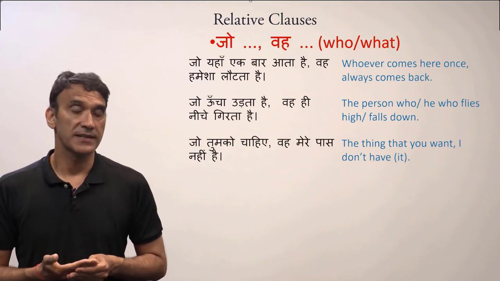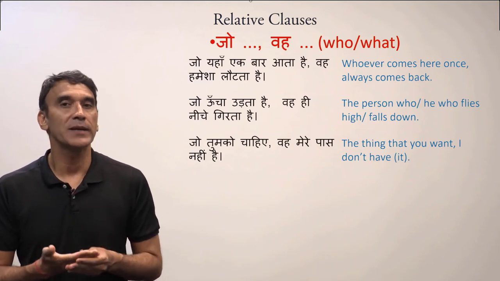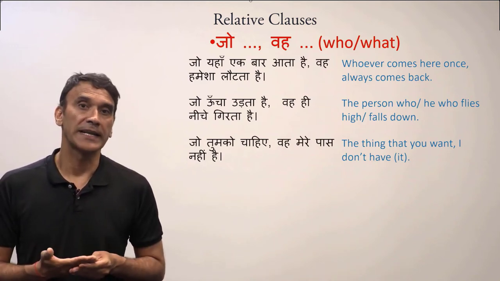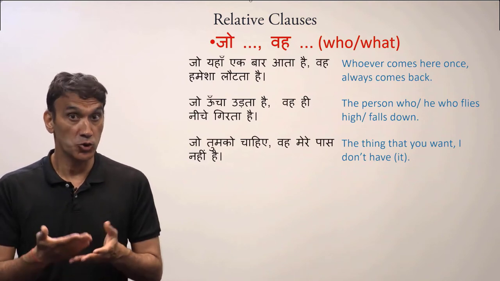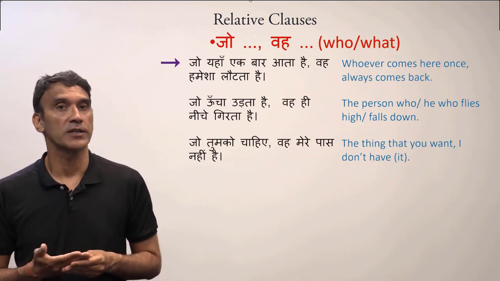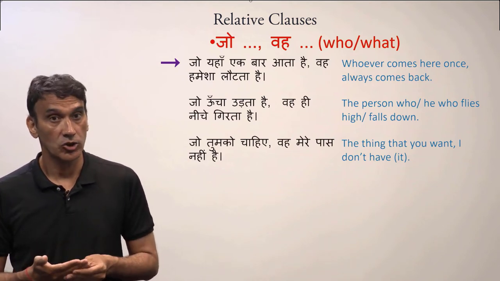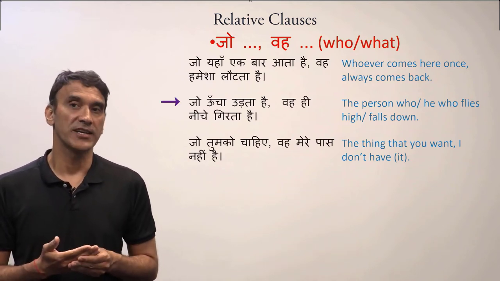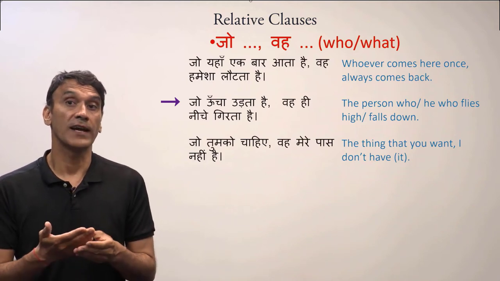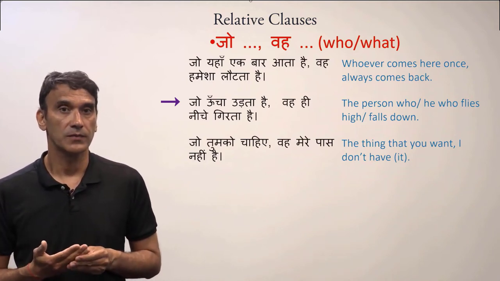Let's take some example sentences with jo. Jo can be translated as who or what in the meaning of relative. Jo yahan ek baar aata hai, wo hamesha lautta hai. Whoever comes here once always comes back. Jo uncha urta hai, wo hi niche girta hai. The person who flies high falls down.